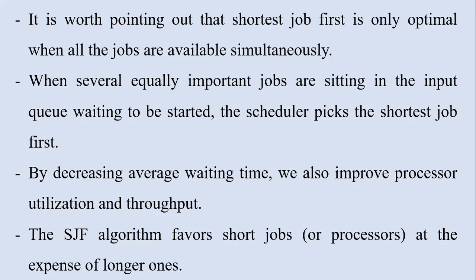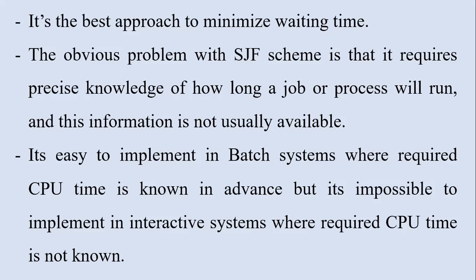The shortest job first algorithm favors short jobs or processes at the expense of longer ones. It is the best approach to minimize waiting time. The obvious problem with the SJF scheme is that it requires precise knowledge of how long a job or a process will run, and this information is not usually available. It's easy to implement in batch systems where required CPU time is known in advance, but it's impossible to implement in interactive systems where required CPU time is not known.